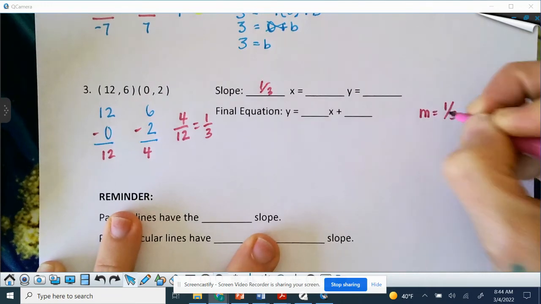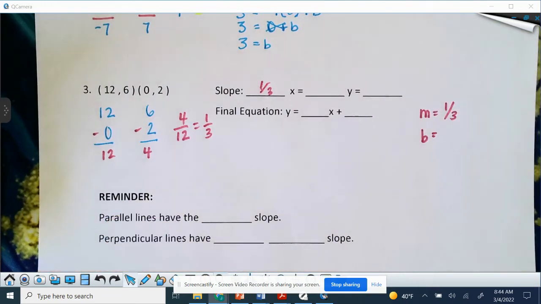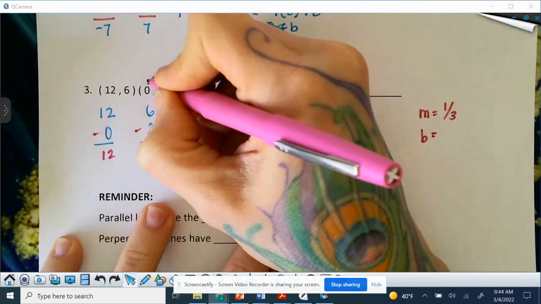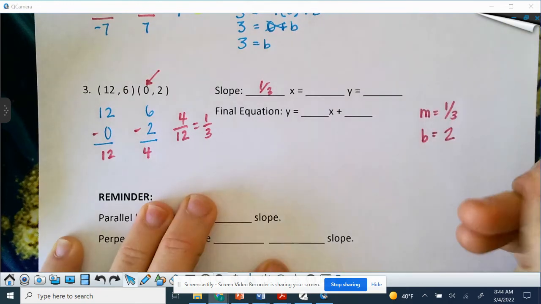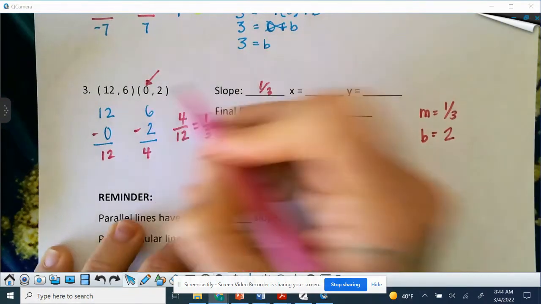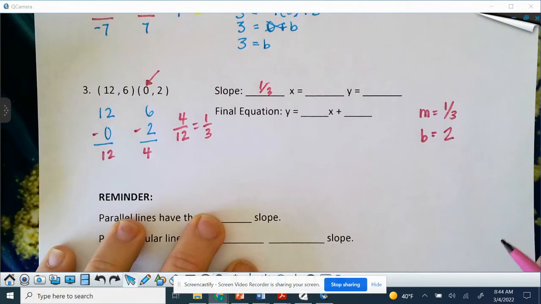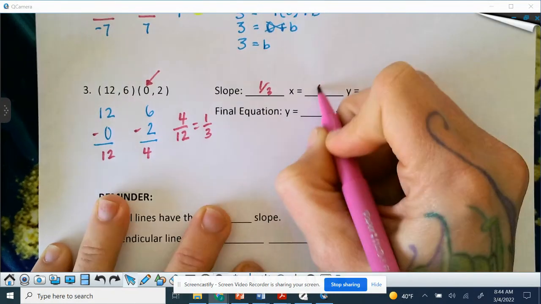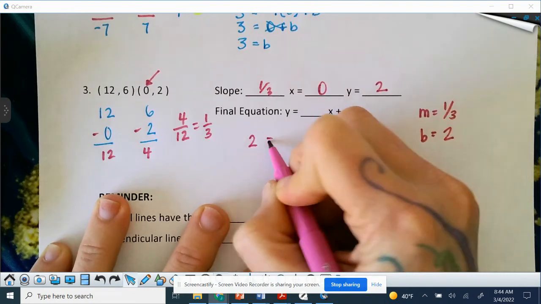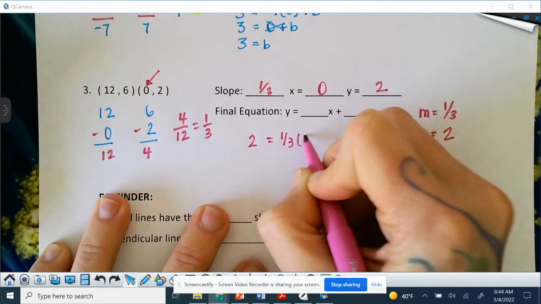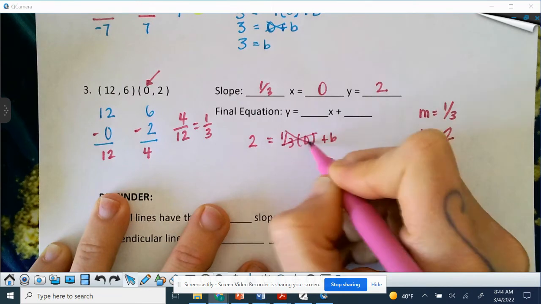I need a B. Maybe just save myself some time. I'm going to go around and look. Oh, look, there it is. X is 0, so B is 2. But if you wanted to solve, or if you went through and solved, I'm going to use 0 too, because like I said, zeros make me happy. They make things go away. So my X value, I'm going to use 0. Y value 2. So 2 equals 1/3 times 0 plus B. These go away. So 2 equals B.